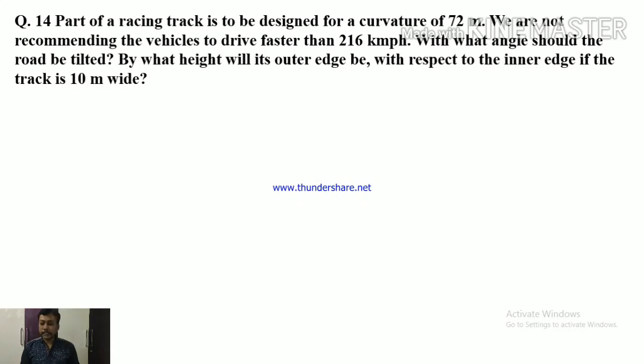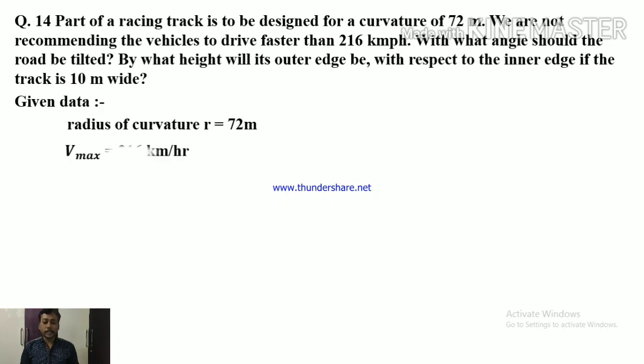Now let's see what is given here. Part of racing track is to be designed for curvature of 72 meter. So that is the radius of curvature given here, r is equal to 72 meter. We are not recommending the vehicle to drive faster than 216 km per hour. Means on that curvature or road the maximum speed limit is 216 km per hour. So Vmax is equal to 216 km per hour.